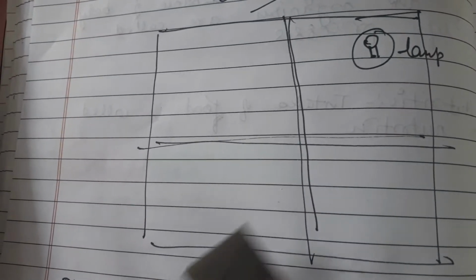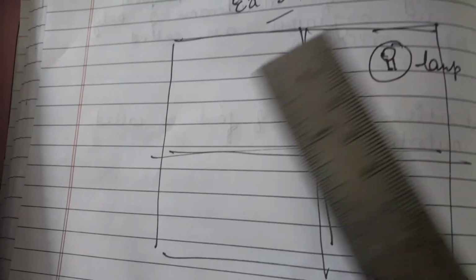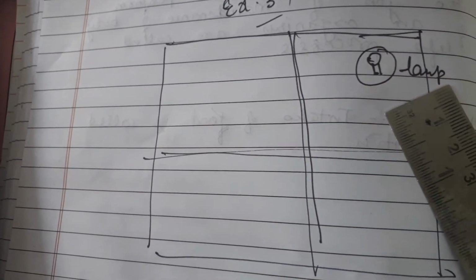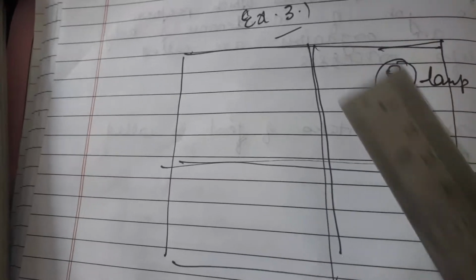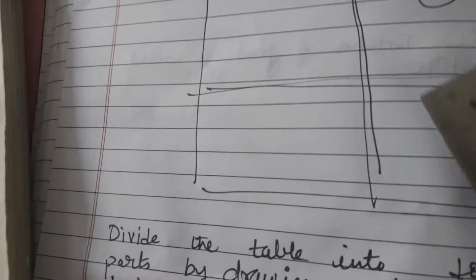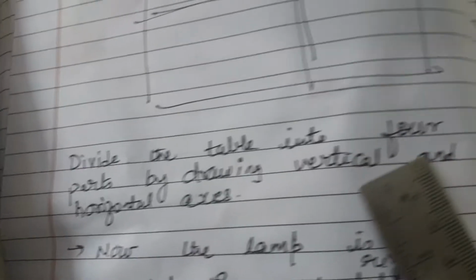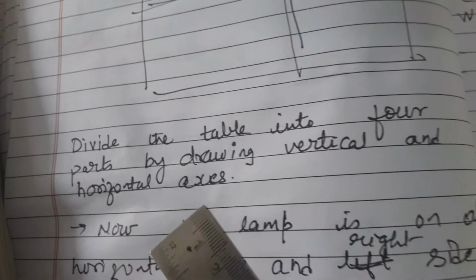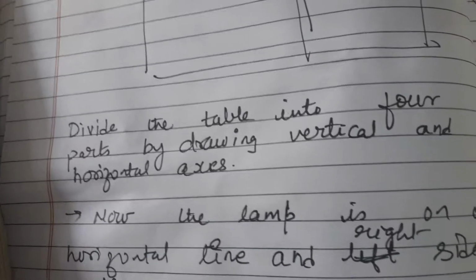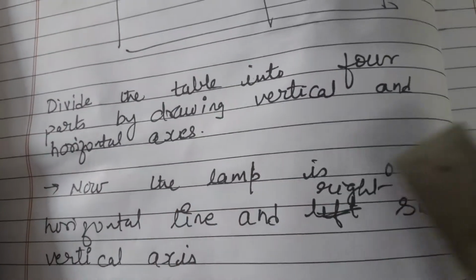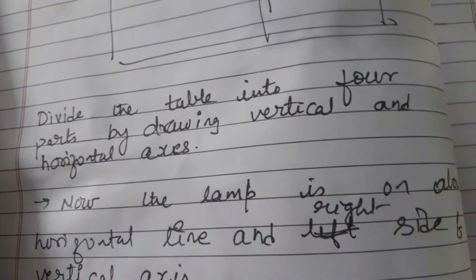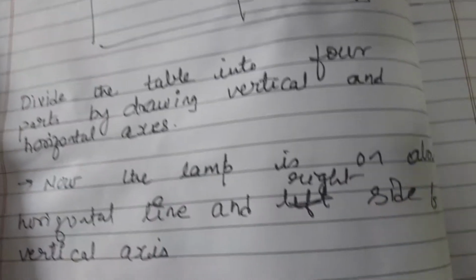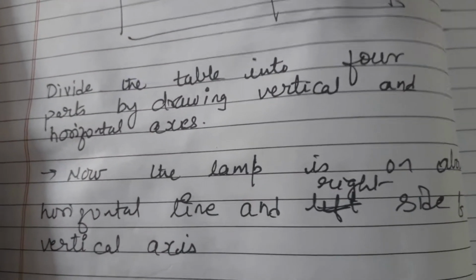So what will you say? Above the horizontal line and on the right side of the vertical axis, the lamp is there. Okay, now divide the table into four parts by drawing vertical and horizontal axis. Now the lamp is above the horizontal line and right side of the vertical axis. Like that you can explain.